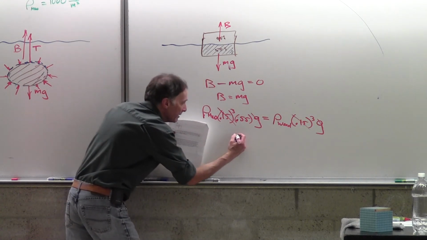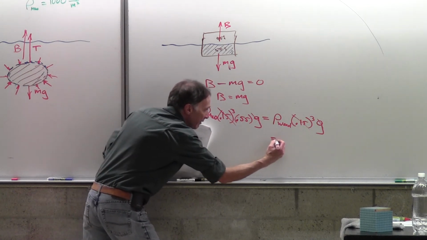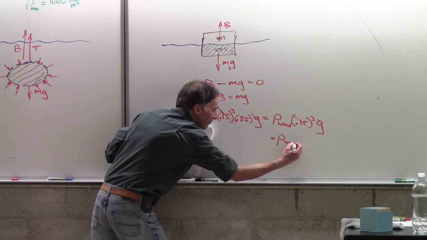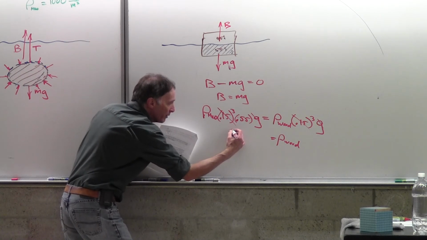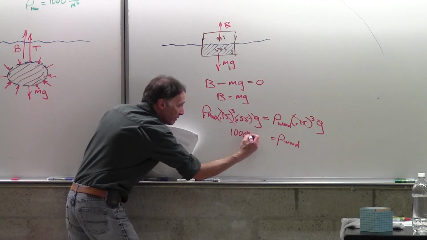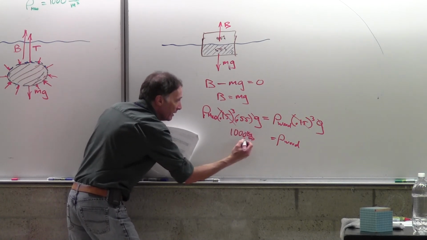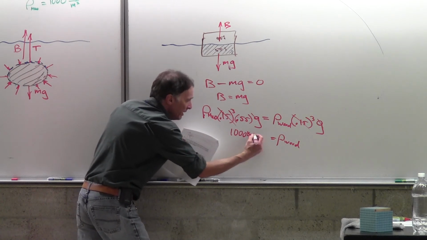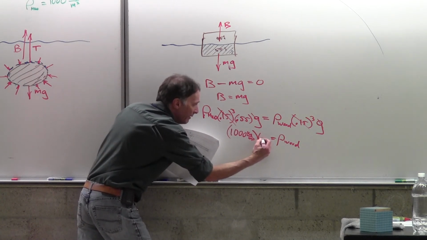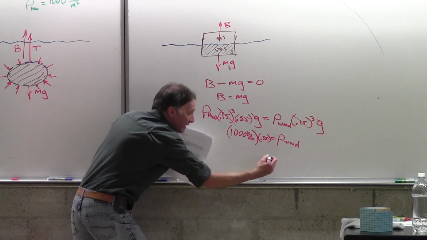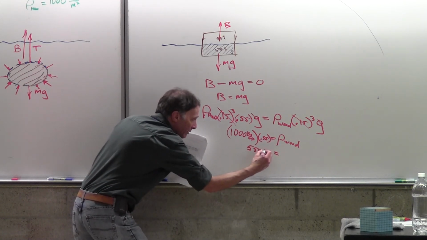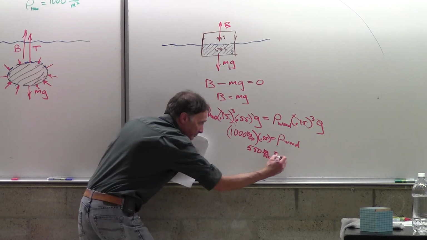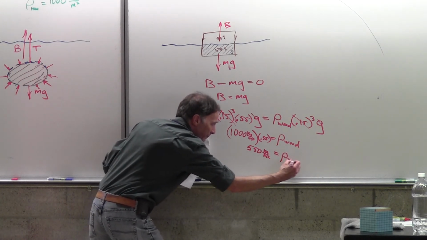I can get that the density of the wood is equal to the density of water, which is 1,000 kilograms per cubic meter, times 0.55. So the density of the wood would be 550 kilograms per cubic meter.